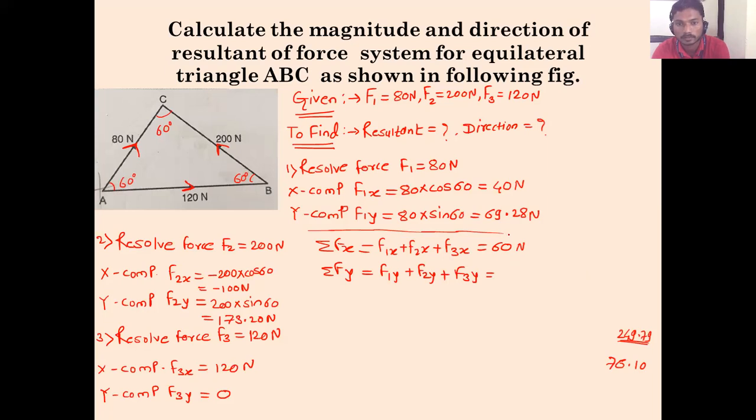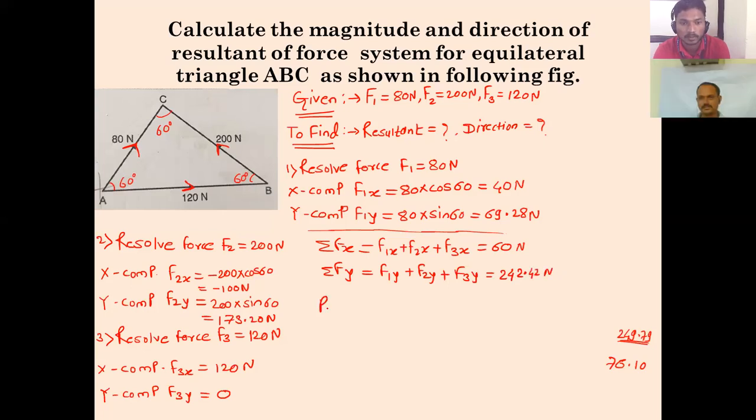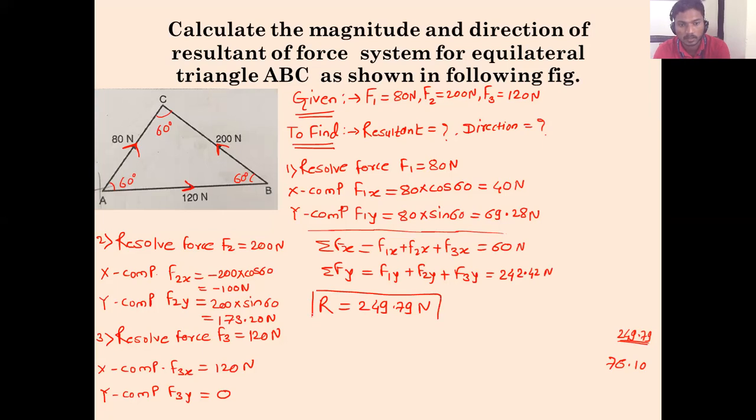Anisha, summation of Fy. 242.48. Okay, Newton. Tell me R. 249.79. Okay, this will be R. And what is theta? 76.10. Okay.